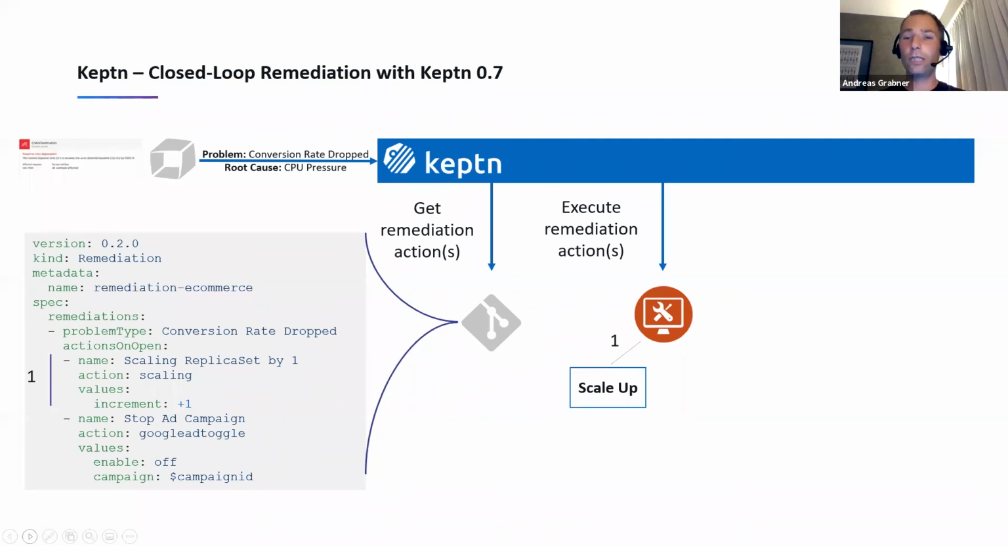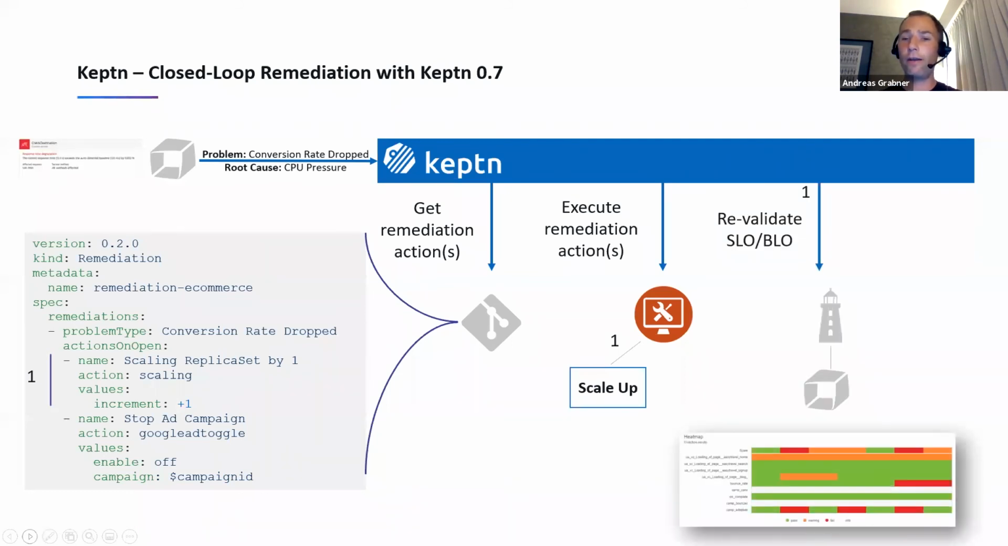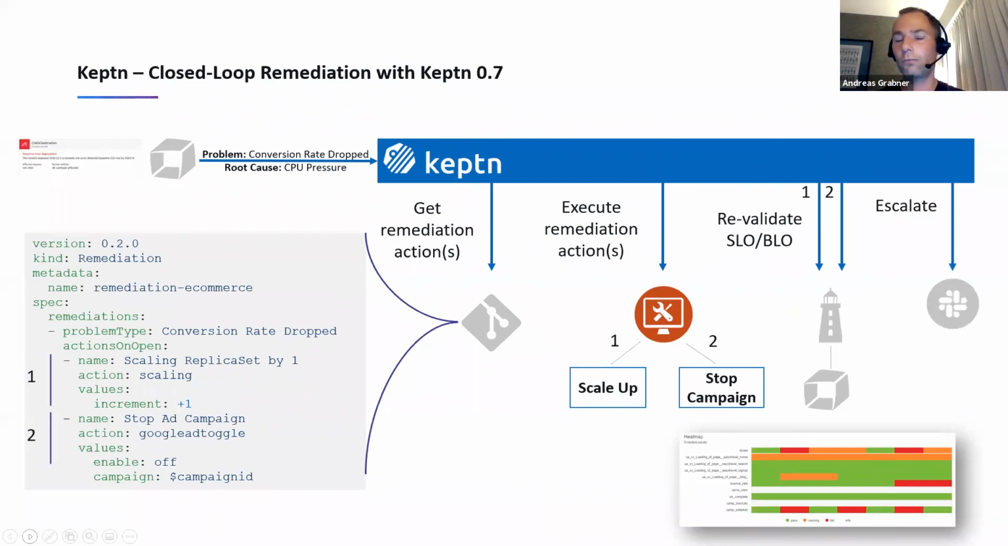Captain would then trigger the execution, but also, very importantly, not just fire and forget, but reevaluate your SLOs. I also added BLOs here, business level objectives, because you can also include business metrics like conversion rate, user experience, and all that. If this solves the problem, great. If not, then maybe execute the next action. If your conversion rates are dropping and scaling up didn't help, and you have a campaign running, maybe stop that campaign by making an API call to Google and say, stop that campaign right now, we need to first fix it. And then again, reevaluate. And if nothing of this works, then you can still escalate. So this is the workflow.